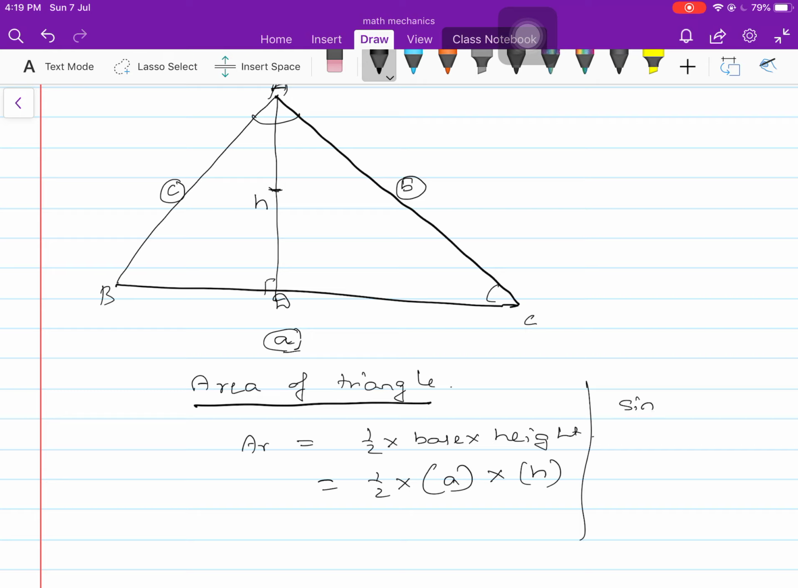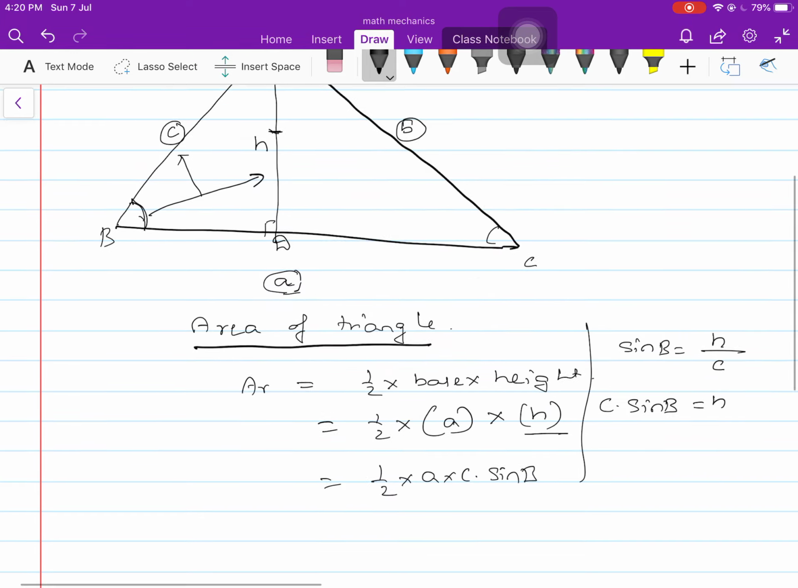So let's see. So sine theta. What is sine theta? Sine of angle B will be the opposite side. So opposite to this is H divided by the hypotenuse. Hypotenuse is just C. So your height is equal to C times sine of angle B. So can I substitute in place of H? So area of the triangle is half into A into C times sine of angle B.